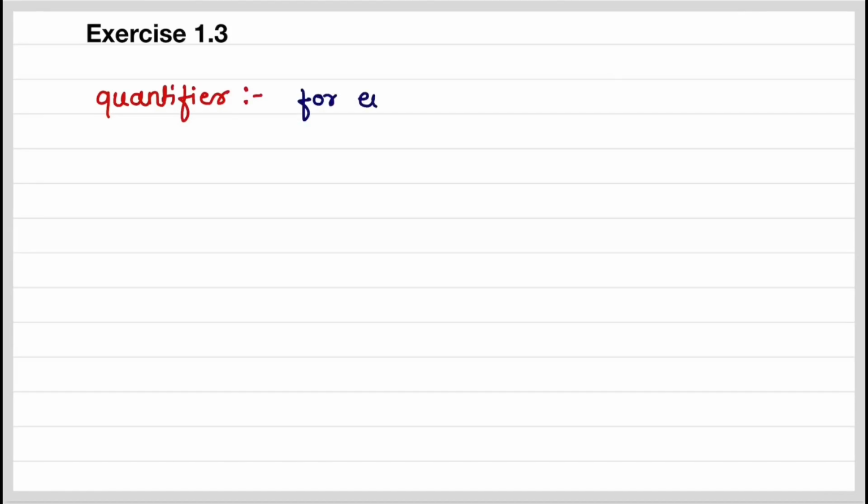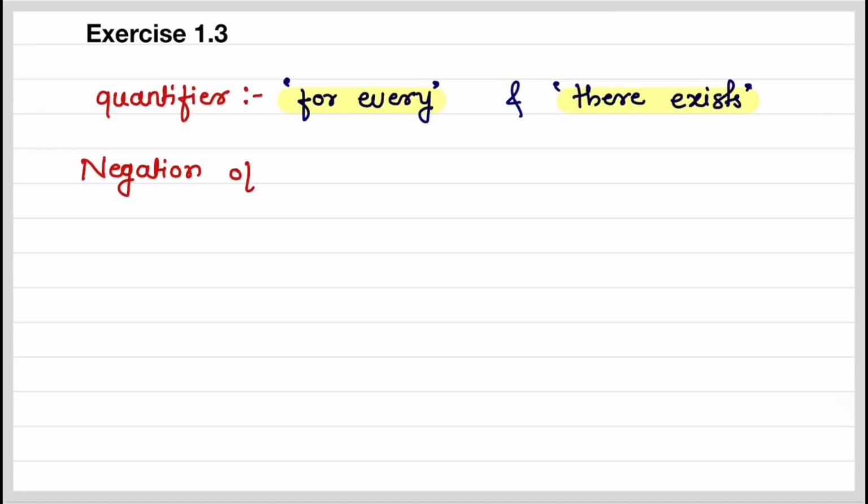For every and there exists are two quantifiers. These are known as universal quantifier and existential quantifier. For negation of a quantified statement, we have to replace for every by there exists, and there exists is replaced by for every. An open sentence with these quantifiers is known as a quantified statement.